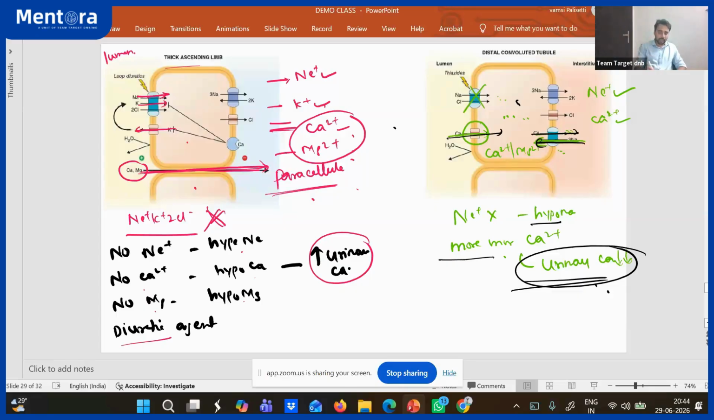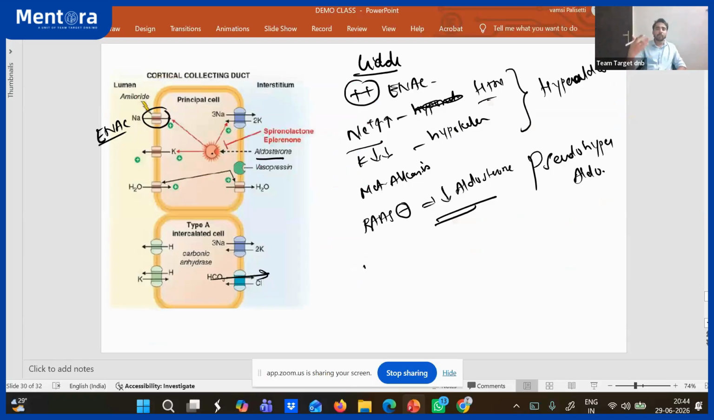So Bartter syndrome, please, very important. There is hyponatremia, hypocalcemia is there because calcium is not getting absorbed, right? So urinary calcium is very high. Similarly, in Gitelman syndrome, the urinary calcium is very low because it's getting absorbed more. In Liddle syndrome, because of more amount of ENaC channels, so more sodium, hypertension, hypokalemia, and also aldosterone is low. It's called pseudo hyperaldosteronism.